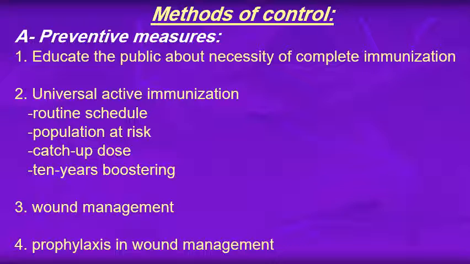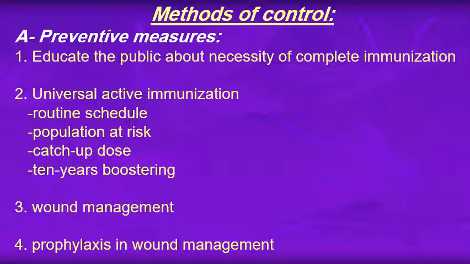Second, universal active immunization. We have many schedules here. First, the routine schedule, where the vaccine is given to the child in the first months of age. Of course, the vaccine here is toxoid, as it's not a live attenuated or killed microorganism. It is toxoid, which means diluted toxin, because the real effect of the microorganism is caused by the toxin.